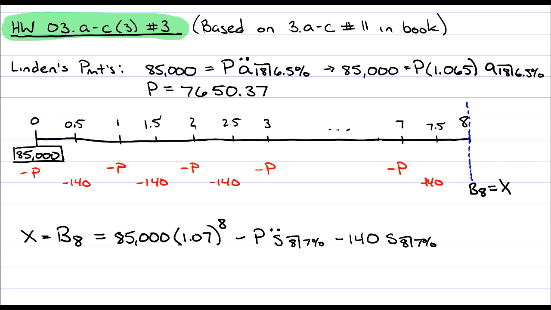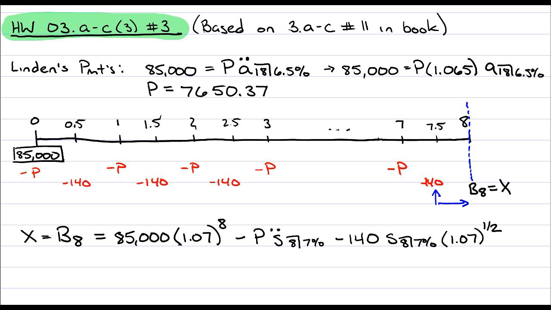Now remember, this S construction without the dots always accumulates the payments up to the time of the last payment. That's always true. S always accumulates up to the time of the last payment. That is 1/2 of a year prior to time 8, which is where we're interested in. So I need to take this accumulated balance of all of these maintenance fees and accumulate it forward another 1/2 of a year.